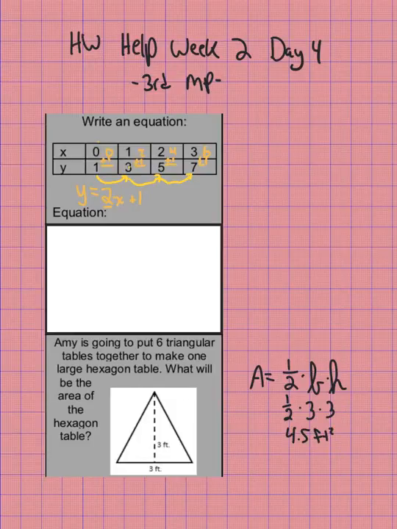But remember, that's only one triangle piece. So that's actually not our final answer. So remember, up in the problem, it says Amy is going to put 6 triangular tables together. So what you have to do then is you take that 4.5 and multiply it by 6. Or you could add 4.5 6 times if you want to, but that's going to be kind of weird. And if you do that, 4.5 times 6 is 27. So that means our final answer for the area of the hexagon table is 27 square feet.